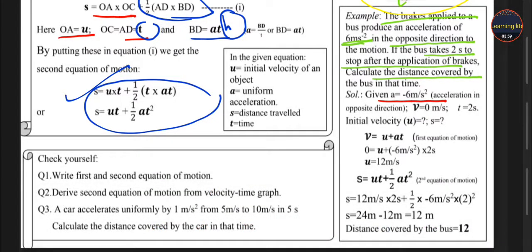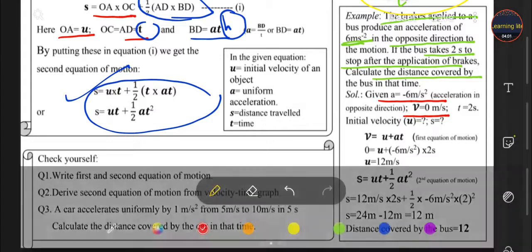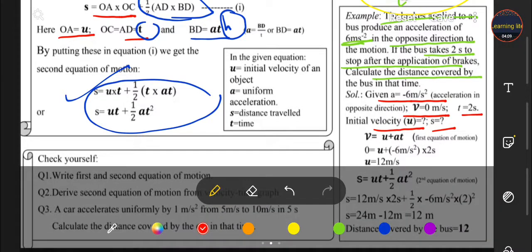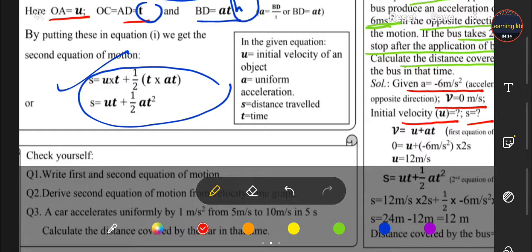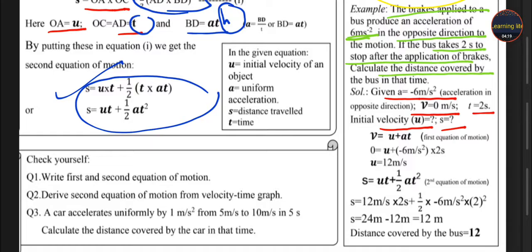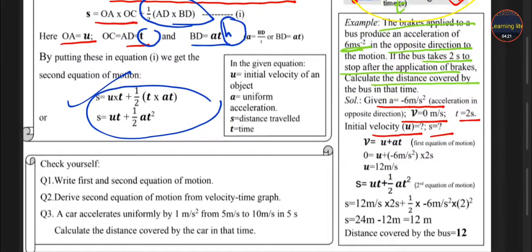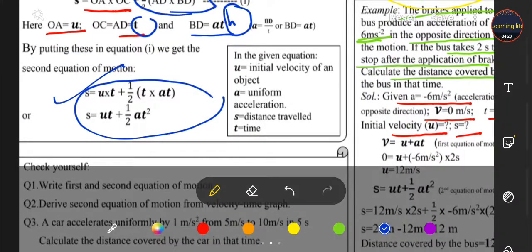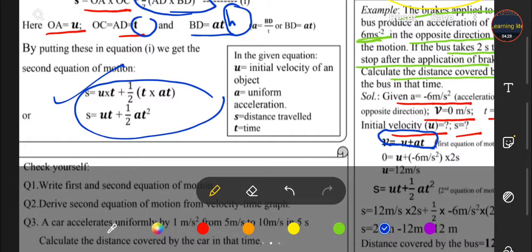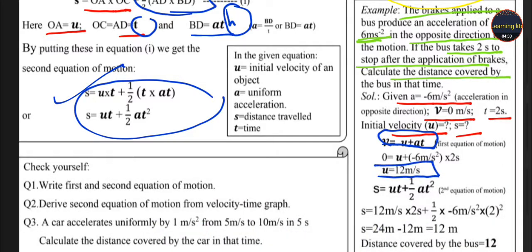A is minus 6. Finally the bus gets stopped, so V is equal to 0. Time taken is 2 seconds. We have to calculate U and S, initial velocity and distance. So students, for initial velocity we use the first equation of motion. What is our first equation of motion? That is v equals u plus at. V is 0 here. A is minus 6. Time is 2 seconds. So our initial velocity is 12 meters per second.